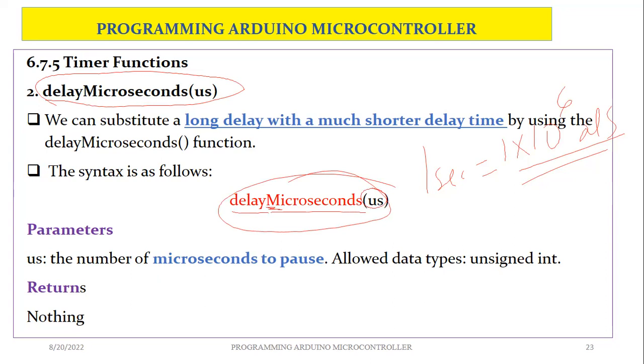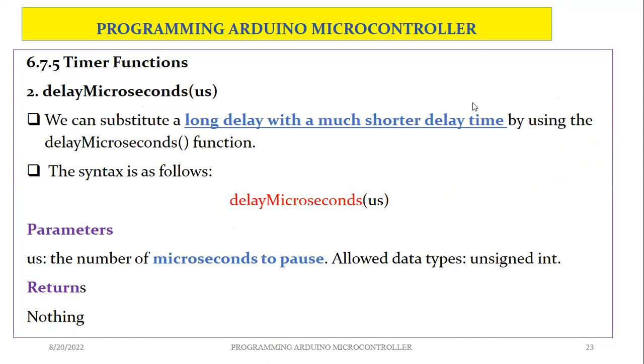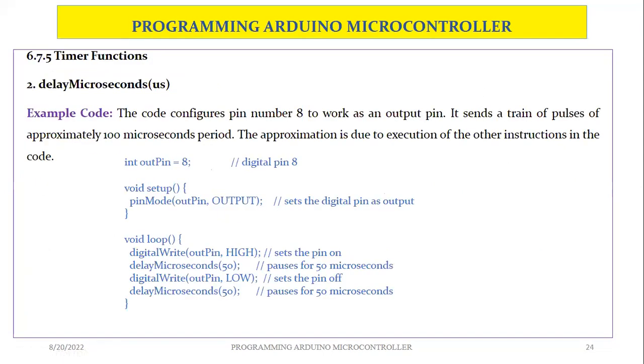So the supported data type here is the unsigned integer data type. And of course, it returns nothing, just as it was the case with the delay millis function. So in this particular example program, we are basically configuring digital output pin number 8 as an output pin. And then thereafter, we are sending a train of pulses to that digital output pin number 8 in time durations or periods of approximately 100 microseconds.